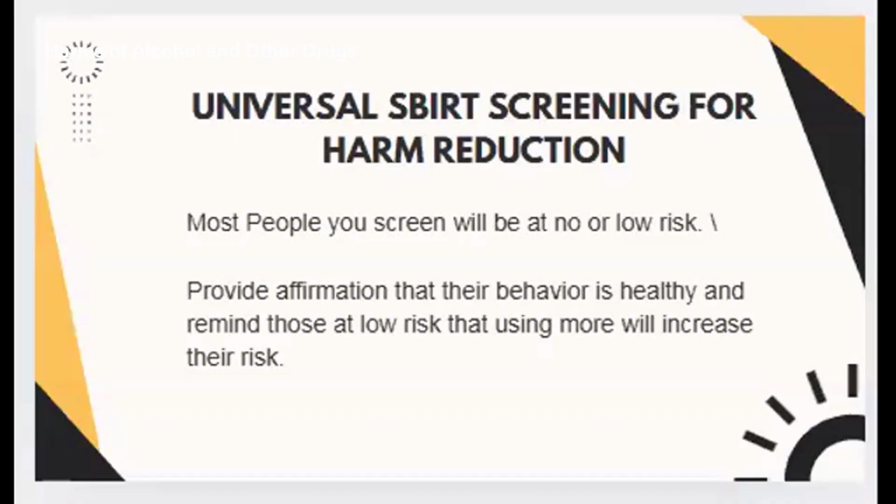SBIRT is about harm reduction, the harm reduction process that we use to screen all people for substance use risk. It's called universal screening. The historical risk distribution of people screened places the majority of our population at no or low risk. People in this category of risk still need to be affirmed in their health behavior of abstaining from substances, and even those at low risk can be informed that increased risk could place them at risk for dependency on substances or other harms.